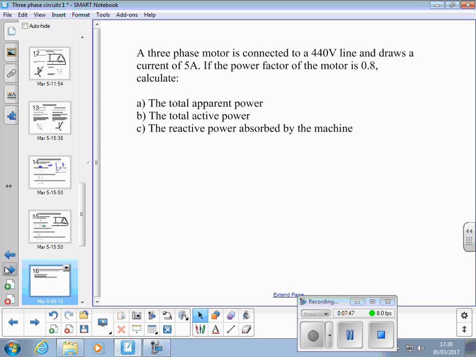So, going to have a look at the problem now. Got this one in your notes. A 3-phase motor is connected to a 440 volt line and draws a current of 5 amps. If the power factor of the motor is 0.8, calculate the total apparent power, the total active power, and the reactive power absorbed by the machine.